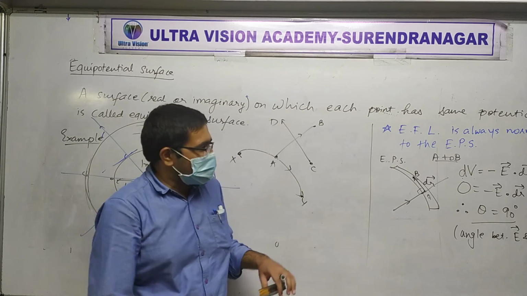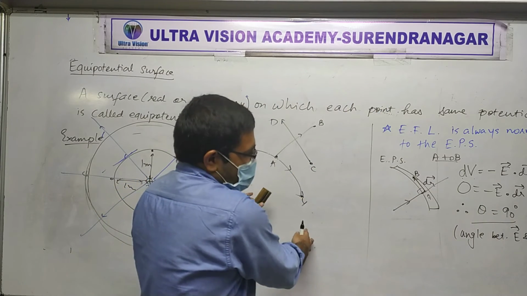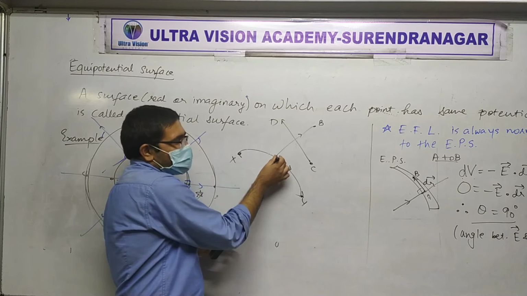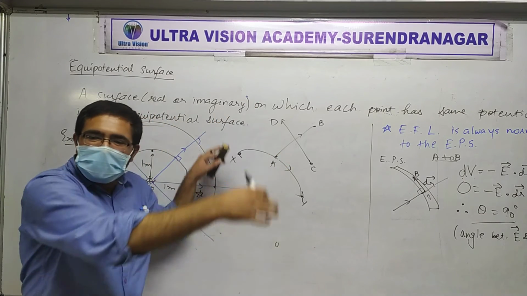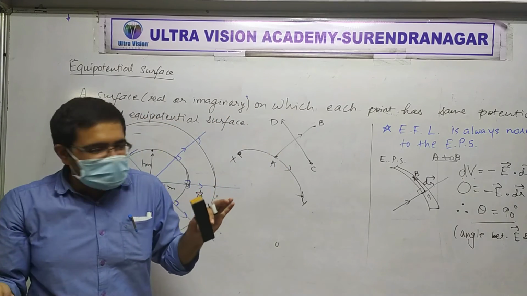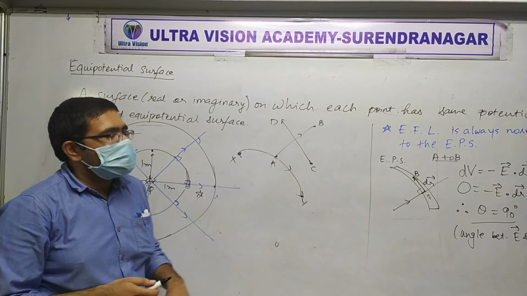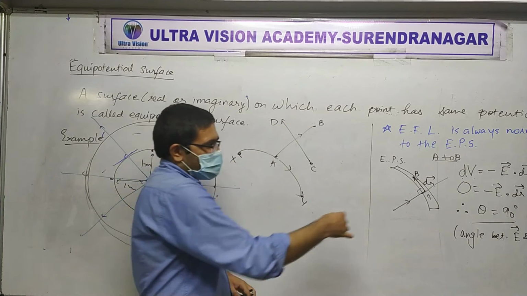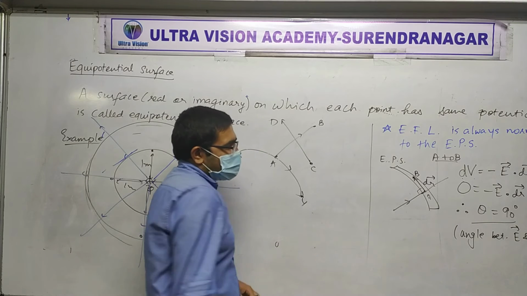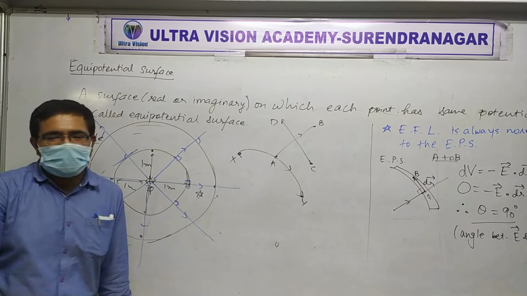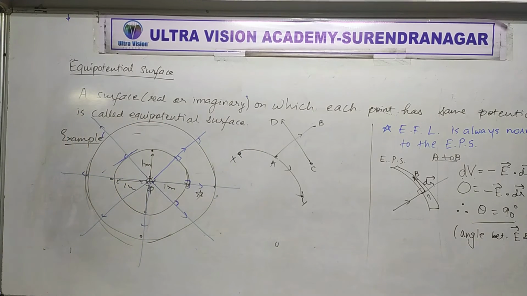That is only possible if you have some surface and the electric field is perpendicular, or normal, to that whole surface. Is that clear? Yes. So that's the proof of the line above. That's why the electric field is perpendicular or normal to the equipotential surface. Understood?